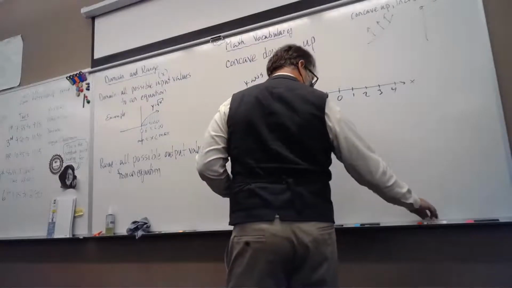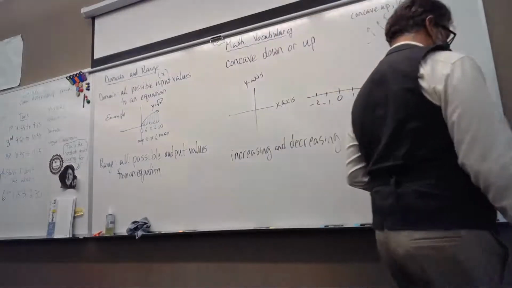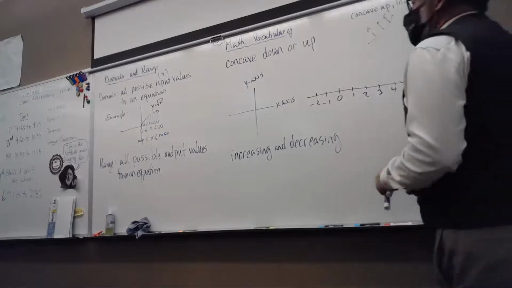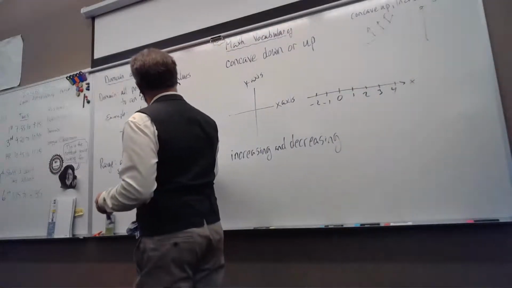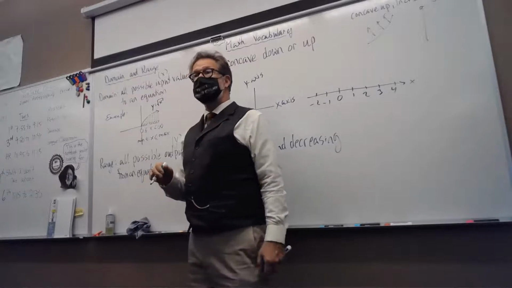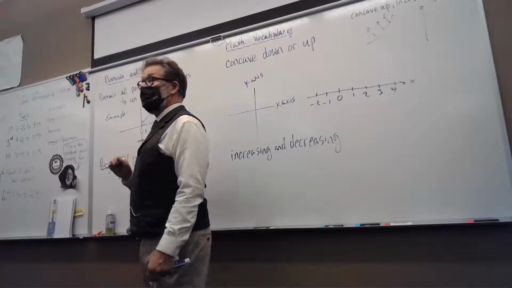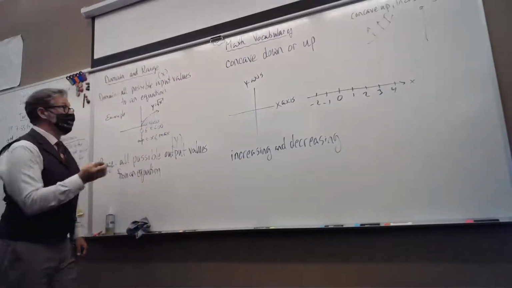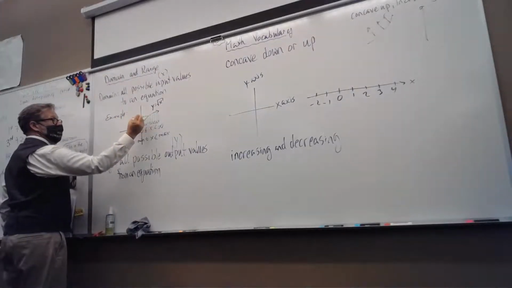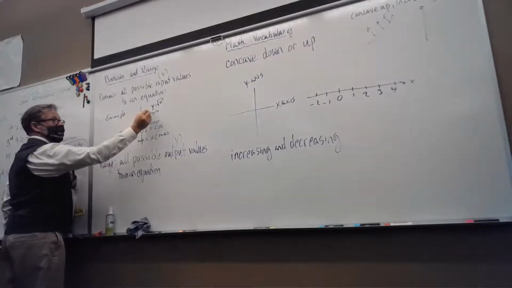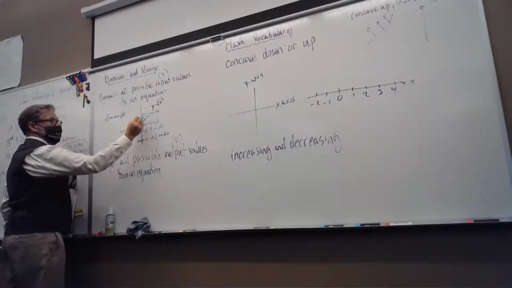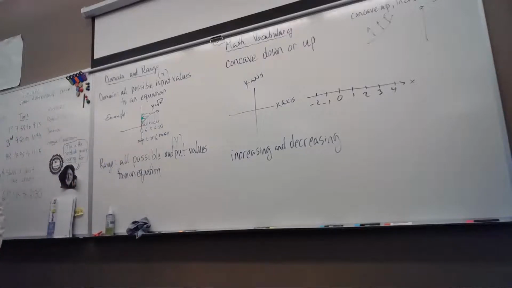Let me get a different color here. So let's look at each of the points on this graph. There's a point on the graph. It has a Y value. There's a point on the graph. It has a Y value. There's a point on the graph. It has a Y value. This one has a Y value. That one has a Y value. All those Y values are the range of this function. What numbers can you get out?